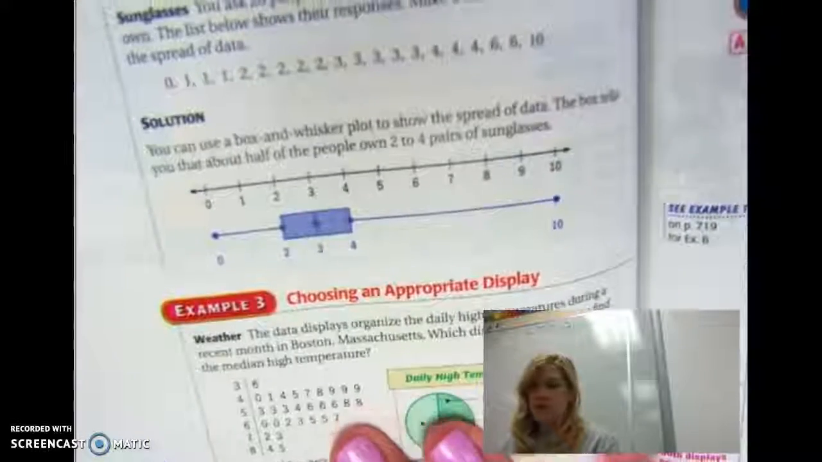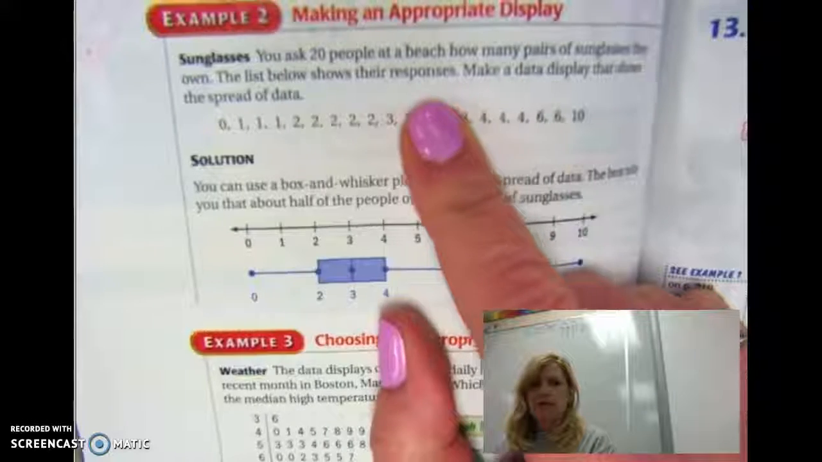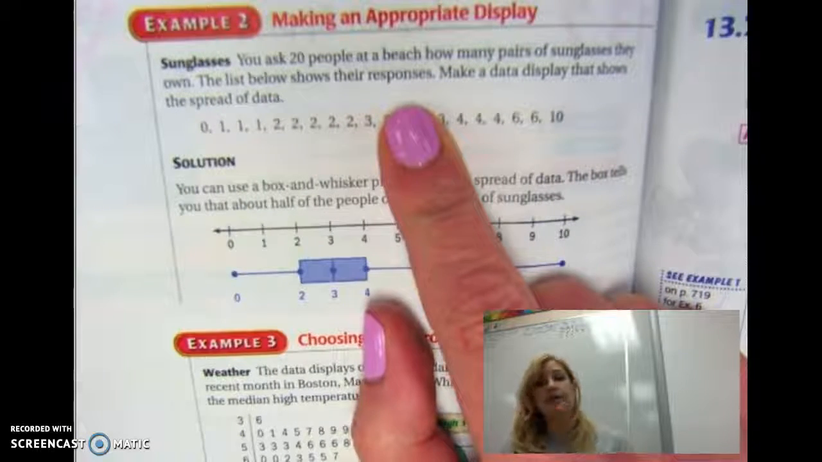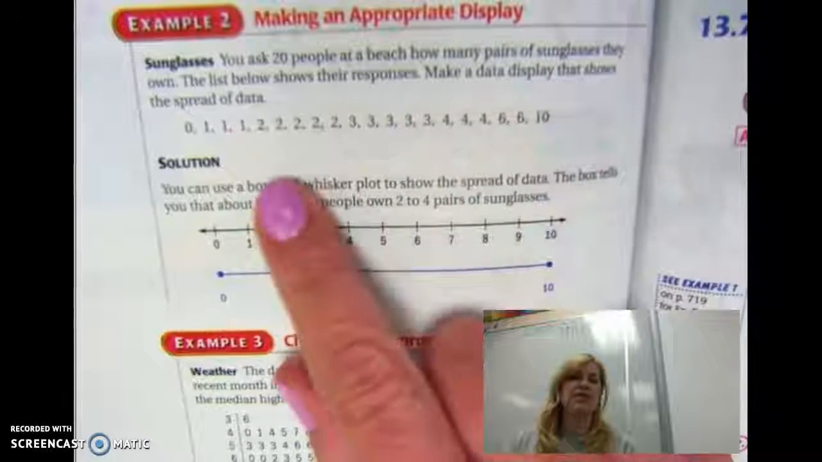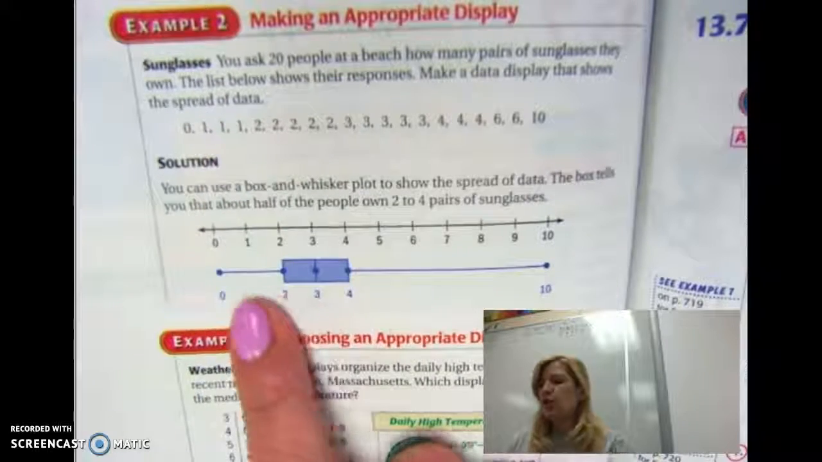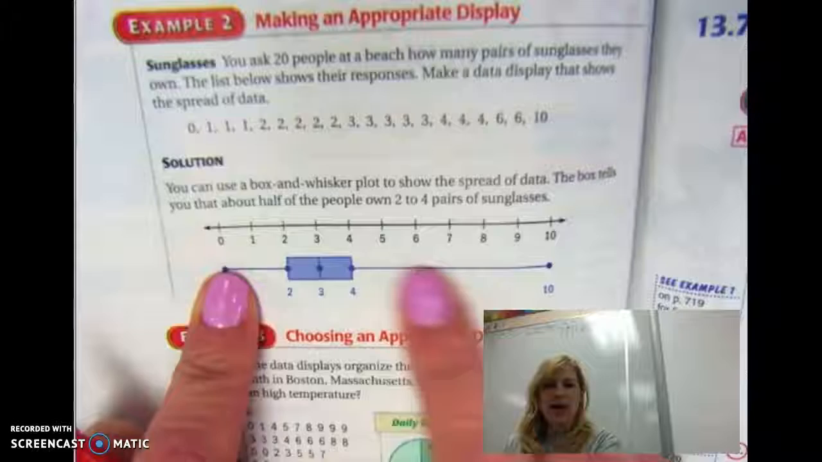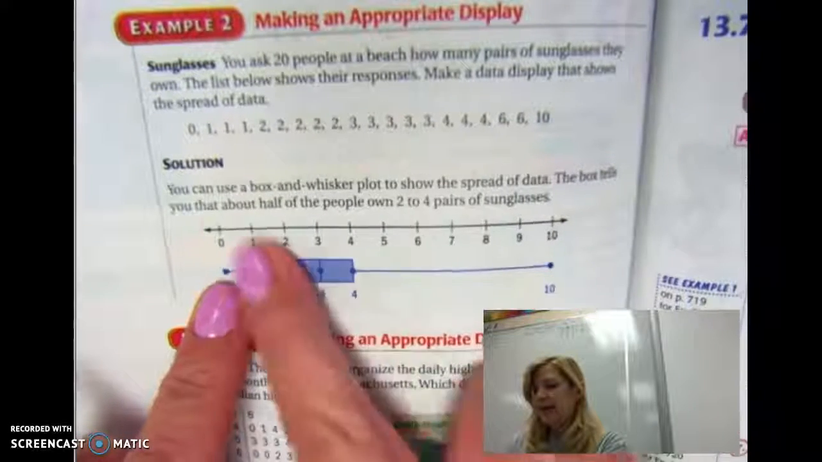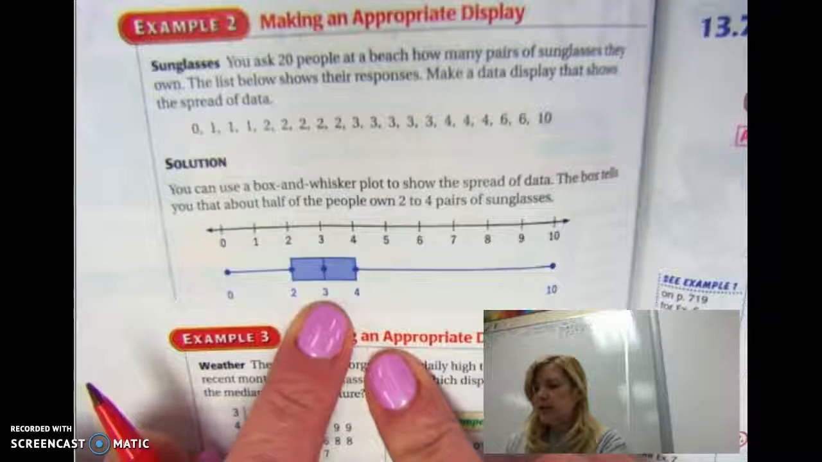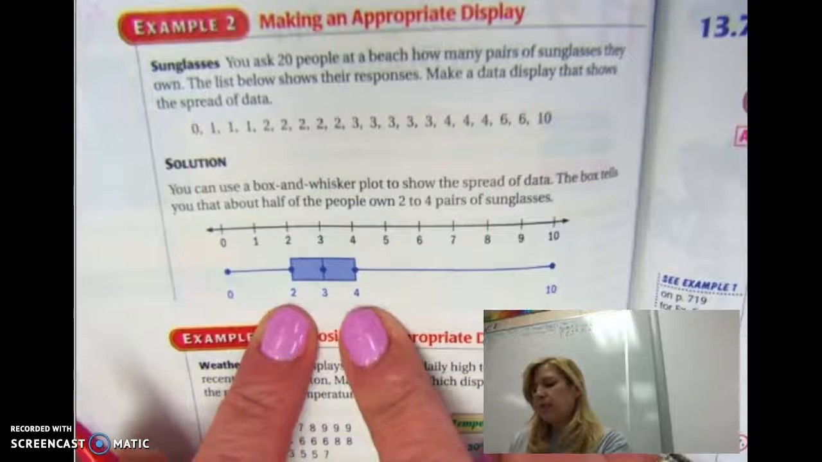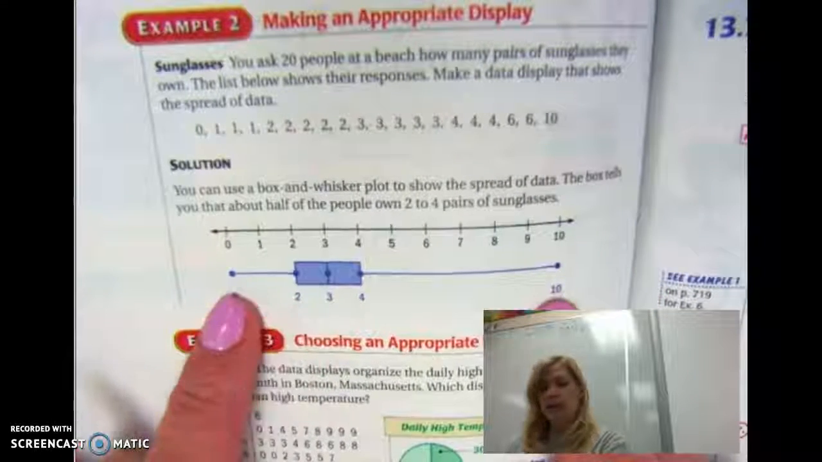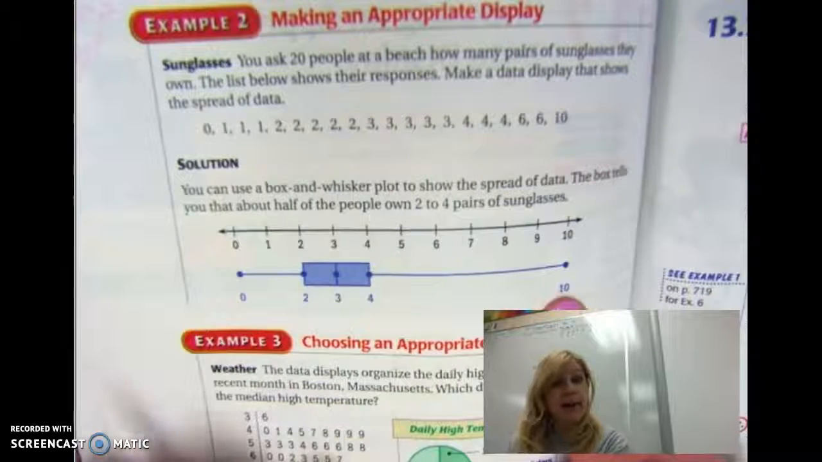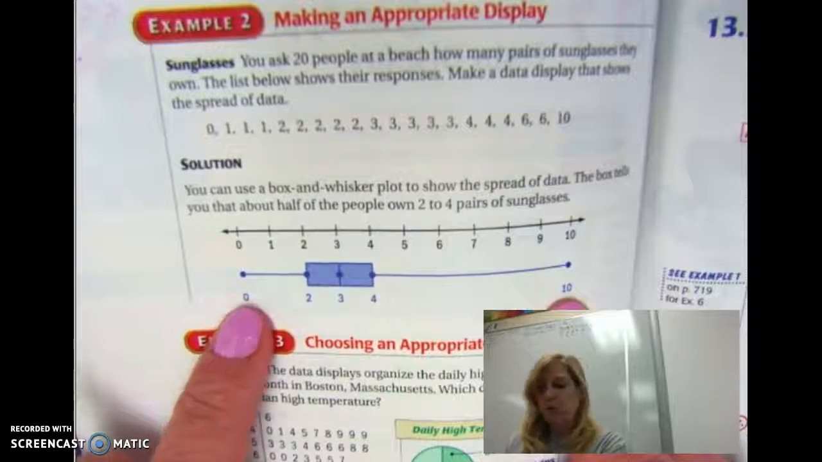If we look at example 2, you asked 20 people at a beach how many pairs of sunglasses they own. The list below shows their responses. Make a data display that shows the spread of the data. So you're looking for how it distributes. That's what that spread means. So that's a box and whisker plot. So we put it in order. The median is 3, the lower quartile 2, upper quartile 4, but the extreme, somebody owns 10 pair of sunglasses. They're probably like me and they lose them all the time and then they find them again. And some people don't have any. Their poor eyes must be hurting.